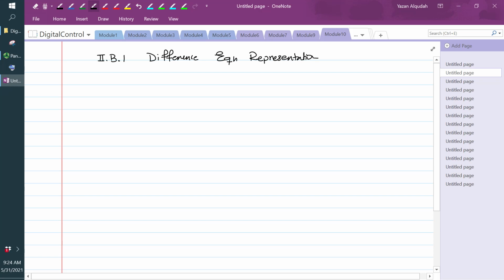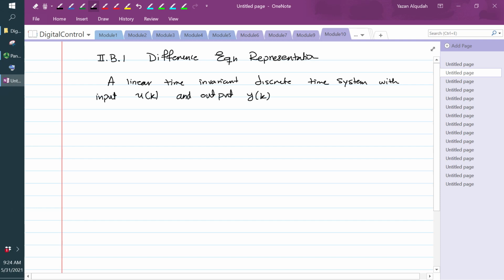So if I have a linear time invariant discrete time system that has an input u of k, notice that the input is discrete, and output y of k, also the output is discrete, then it can be represented by an nth order difference equation.